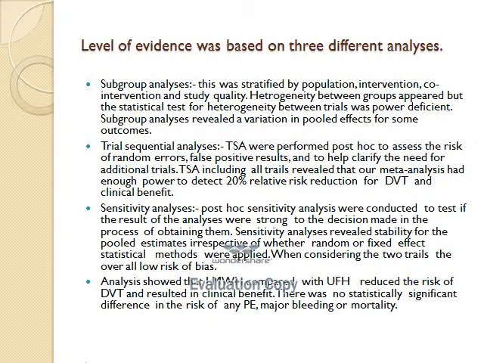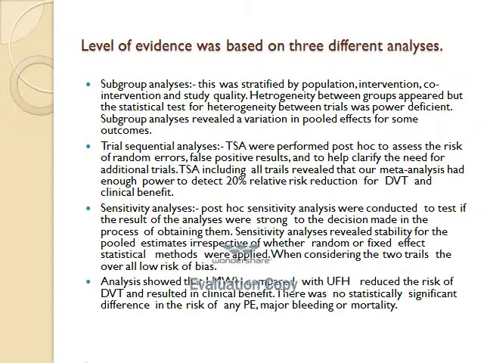The second, trial sequential analysis, was performed post-hoc to assess the risk of random errors and false positive results and to help clarify the need for additional trials. Trial sequential analysis, including all trials, revealed that our meta-analysis had enough power to detect a 20% relative risk reduction for DVT and clinical benefit. The third analysis is sensitivity analysis. Post-hoc sensitivity analyses were conducted to test whether the result of the analysis was robust to the decisions made in the process of obtaining them.